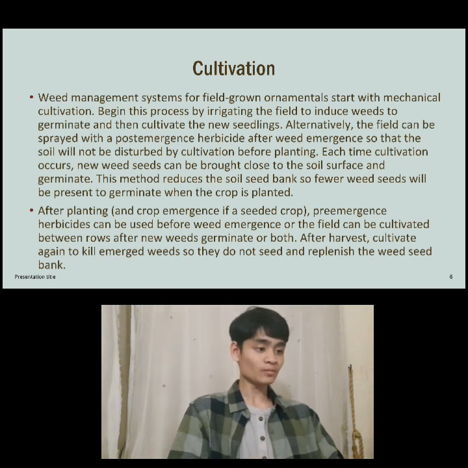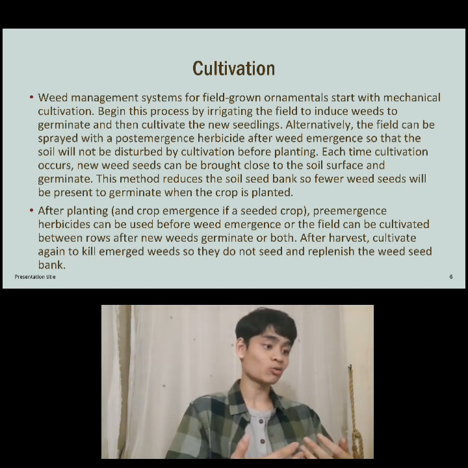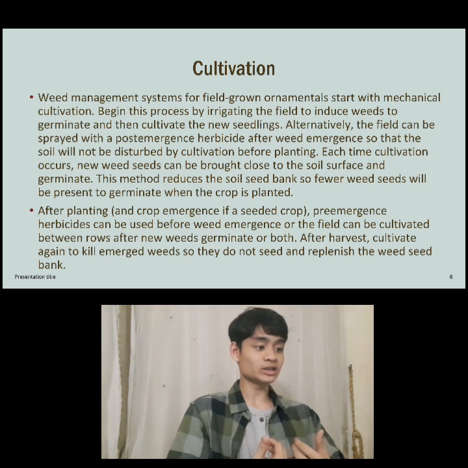so fewer weed seeds will be present to germinate when the crop is planted. After planting and crop emergence, if a seeded crop, pre-emergence herbicides can be used before weed emergence, or the field can be cultivated between rows after new weeds germinate, or both. After harvest, cultivate again and kill emerged weeds so they do not seed and replenish the weed seed bank.